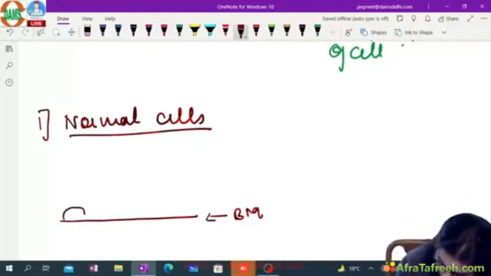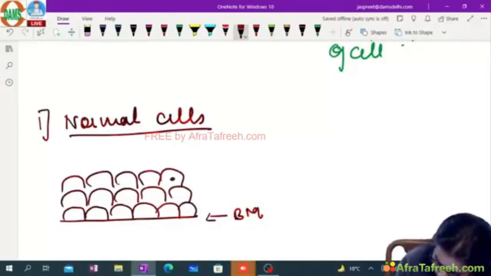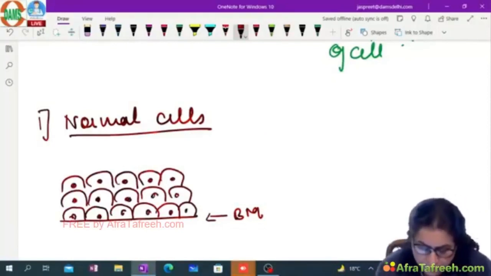How do they look? These are the stratified squamous cells that I am drawing. Now what do you see in these cells? Number one, all these cells are sitting nicely on a basement membrane.